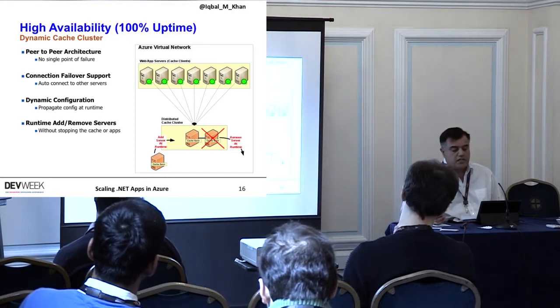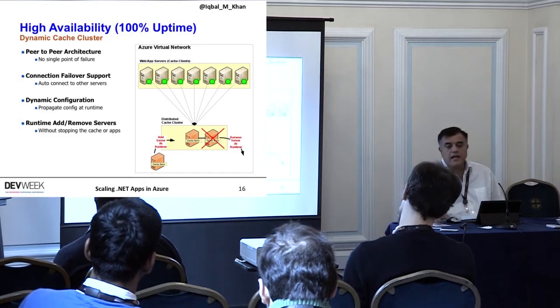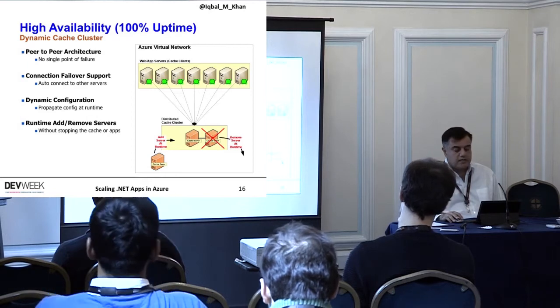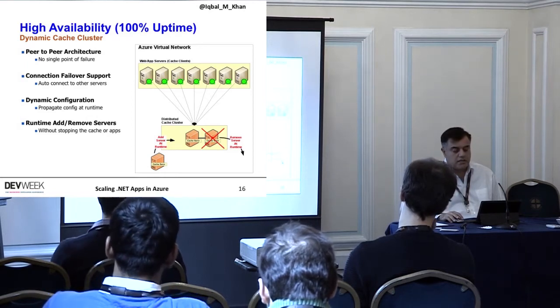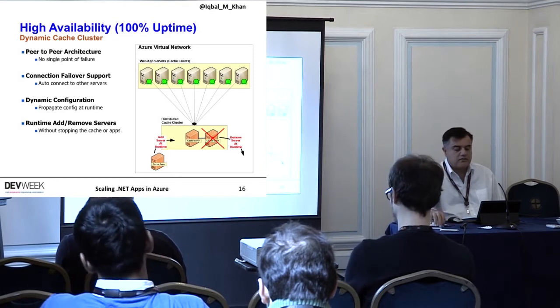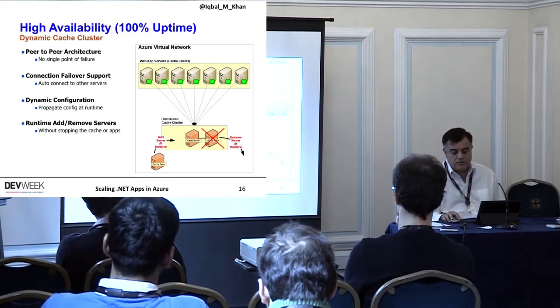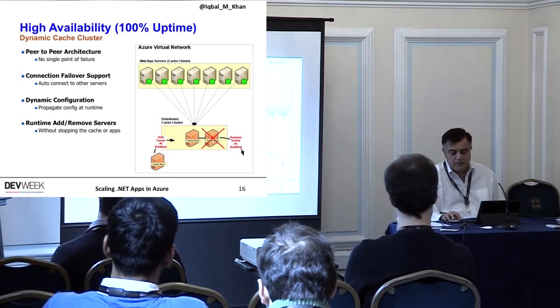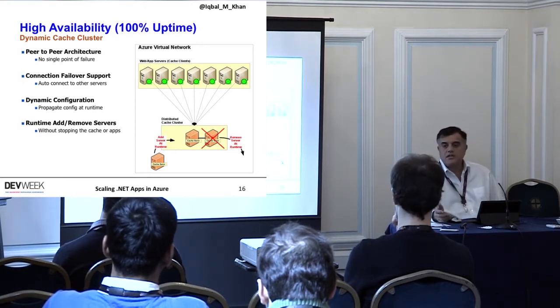But a peer-to-peer architecture means that every server in the cluster is a peer. Any server can go down, which of course any can, and it does not stop the cache. If that is the architecture of the cache, then it has a peer-to-peer architecture. So that's the first aspect of the architecture that achieves high availability. The second aspect is connection failover. Connection failover has two parts. One, within the cluster itself, if any server goes down, the other servers are self-healing.